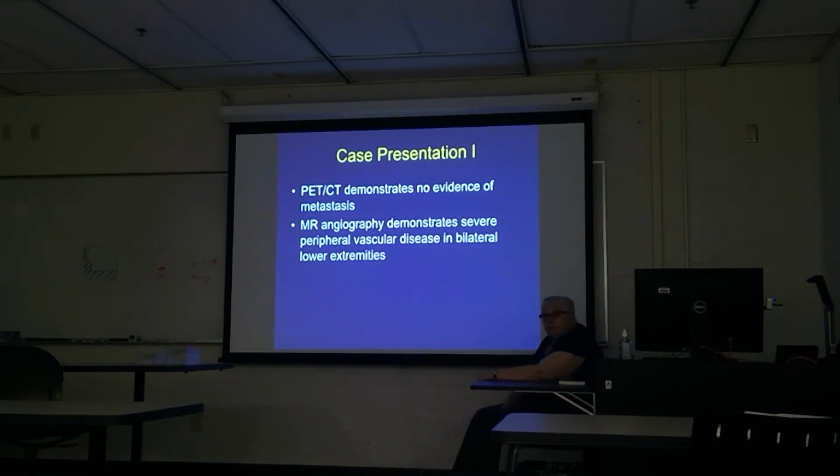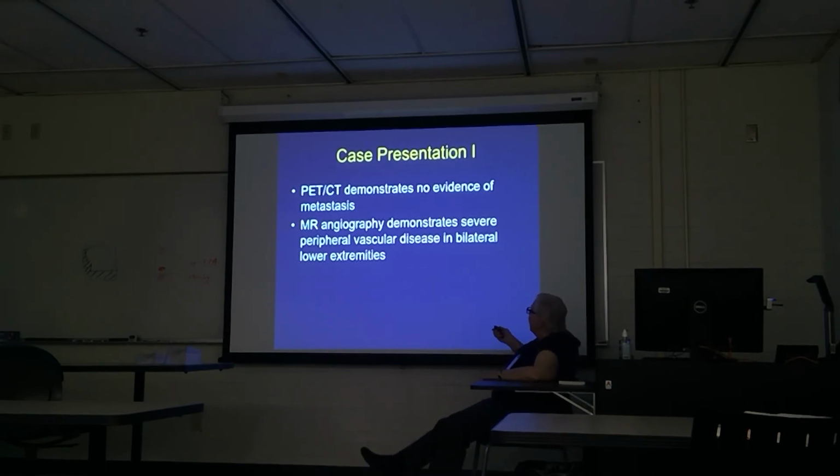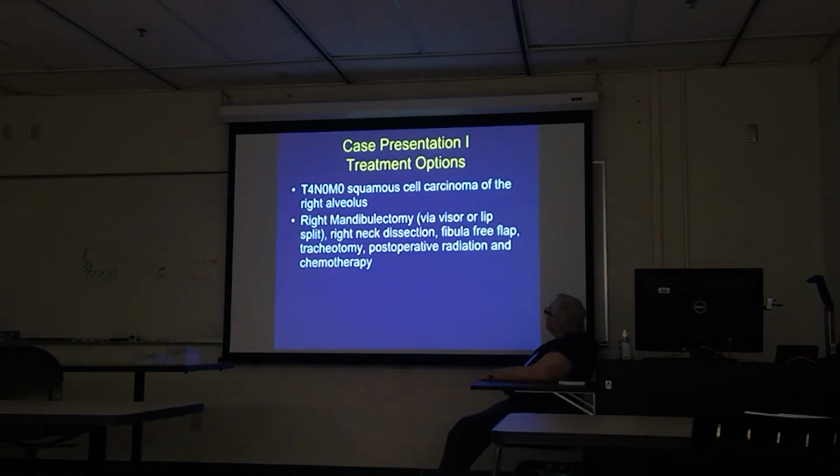What does that mean? Peripheral vascular disease in bilateral lower extremities. Take a guess, guys. He's probably got terrible circulation in his legs. Yeah, basically. He has very poor circulation in his legs, or lower legs, I should say. Okay, so he's a T4 N0 M0 squamous cell carcinoma of the right alveolus.